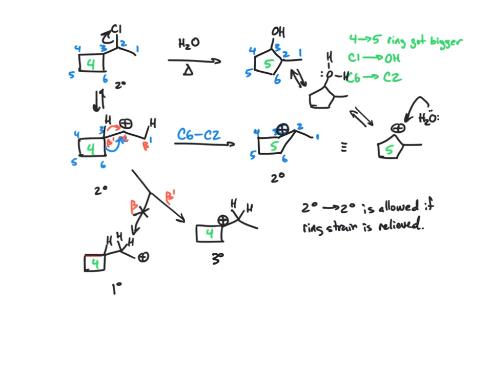So that and the fact that, if you consider what this bond angle is, 90 degrees, with this bond moving over, you're now getting into a normal sp3 hybridized bond angle. So that relieves quite a bit of strain.